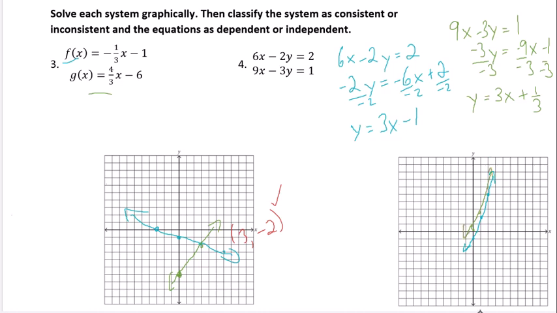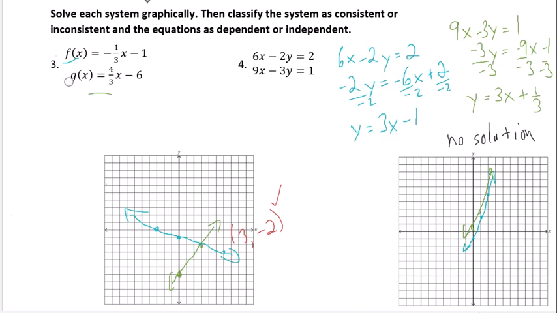parallel lines. So we can look at this one and we know right away, since these lines are parallel, there will be no solution because those lines will never touch if they're drawn a little straighter.